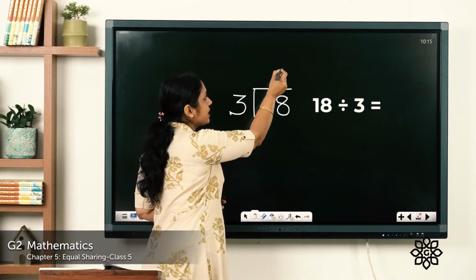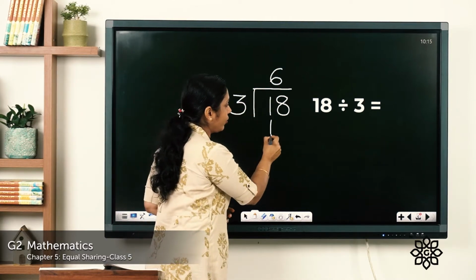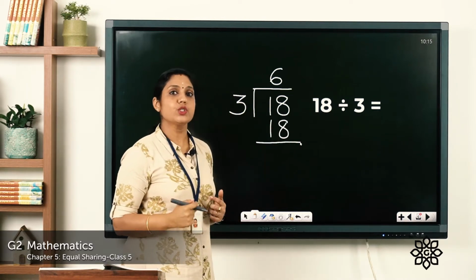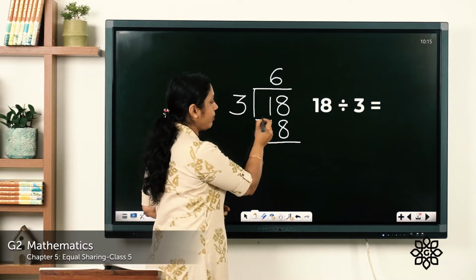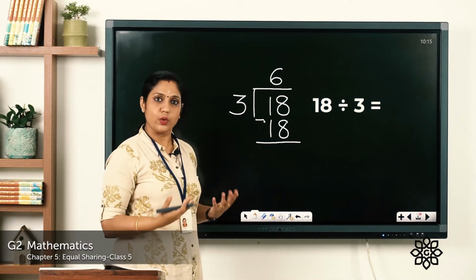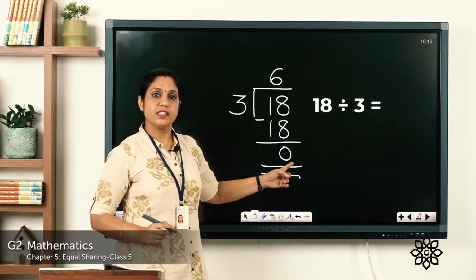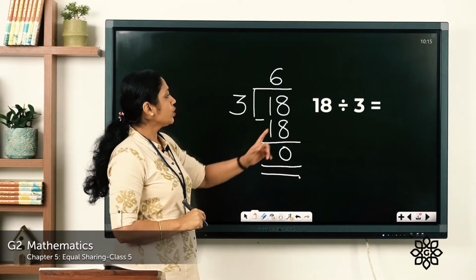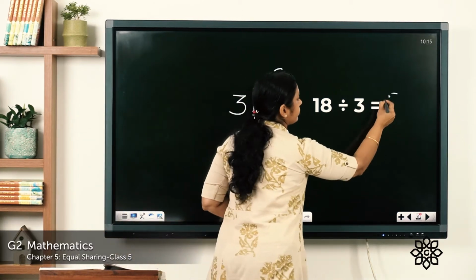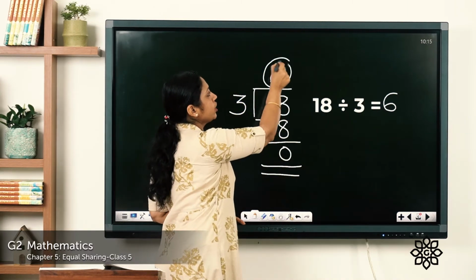So 3 sixes are 18. That 18 we have to write under this 18 again. And then the next step is to subtract. So put the minus symbol here and subtract. 18 minus 18 is equal to 0. So what is the remainder? It is 0. So 18 divided by 3, what is the answer? 6. So the answer for division has to be written on the top.